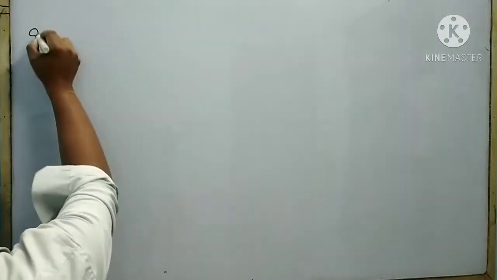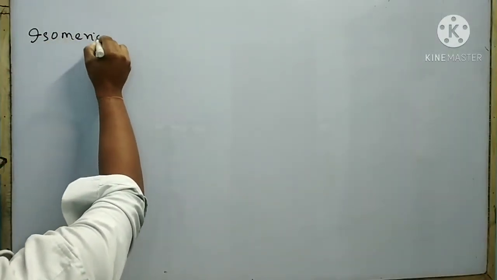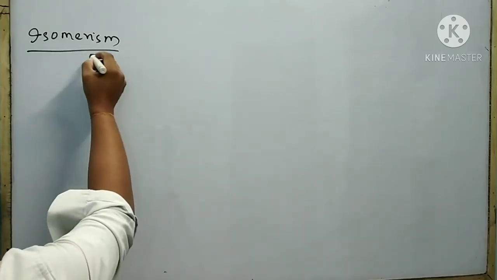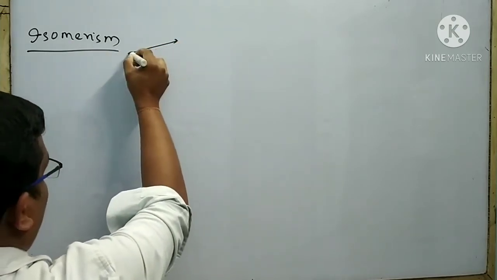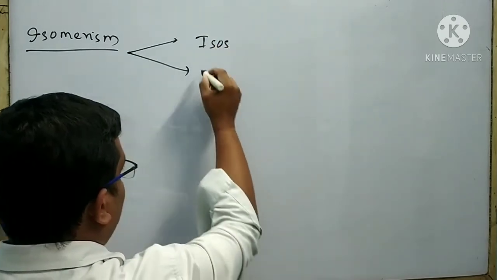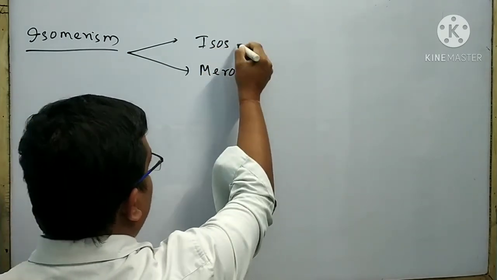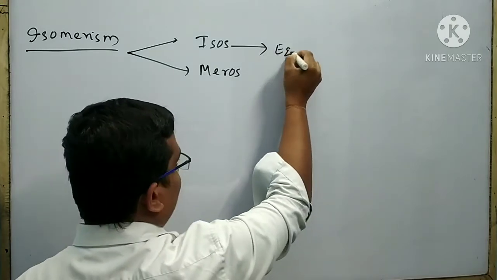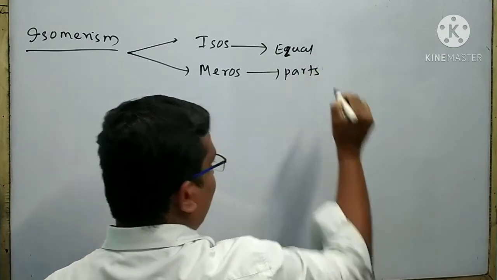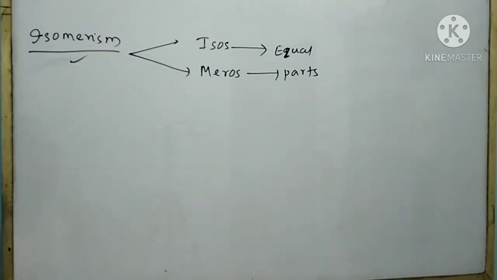This is all about the rules for nomenclature of organic compounds. Next, I am going to discuss isomerism. It is an important topic. The word isomerism is derived from two words. Number one is isos. Number two is meros. Isos means equal. Meros means part. That means equal part.